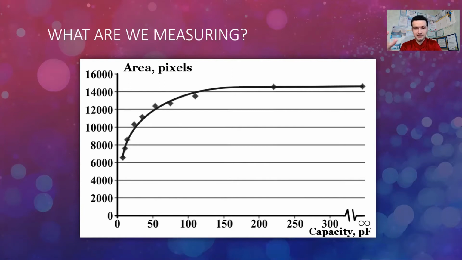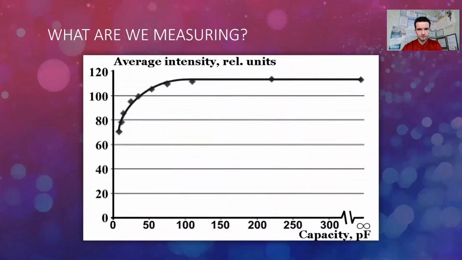The higher the capacitance of this object, the higher the area of the glow. The same graph can be shown for intensity. So the higher the capacitance, the higher the average intensity of the glow. So it means that the energy of the glow also depends in the same way.